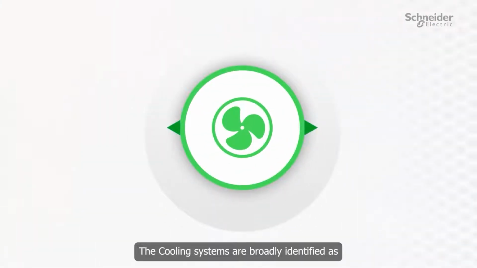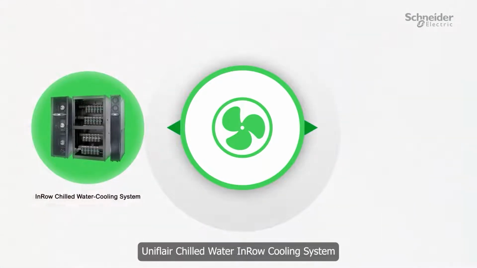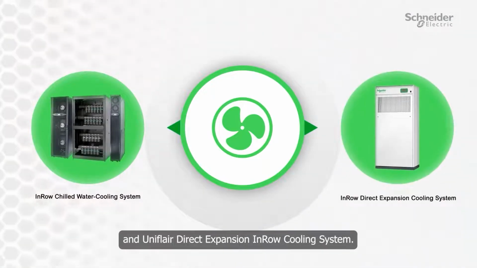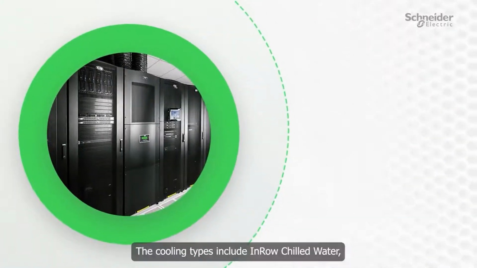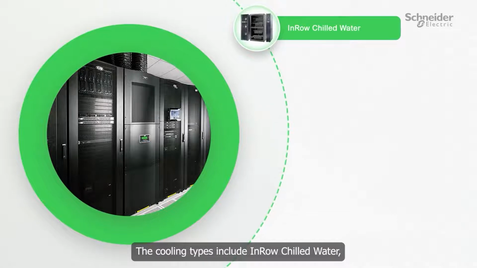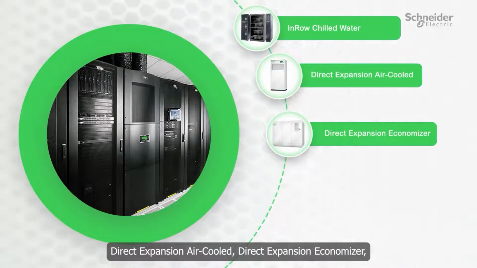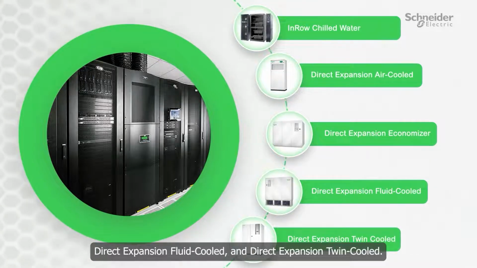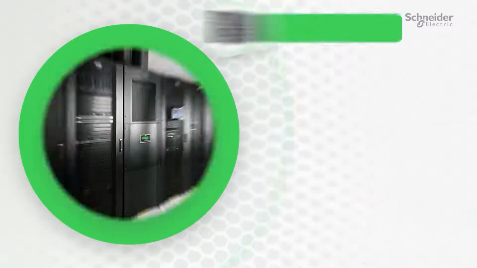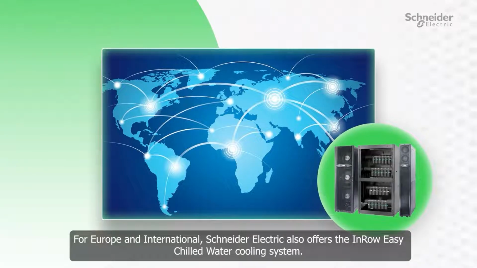The cooling systems are broadly identified as Uniflair Chilled Water InRow Cooling System and Uniflair Direct Expansion InRow Cooling System. The cooling types include InRow Chilled Water, Direct Expansion Air-Cooled, Direct Expansion Economizer, Direct Expansion Fluid-Cooled, and Direct Expansion Twin-Cooled. For Europe and international, Schneider Electric also offers the InRow Easy Chilled Water Cooling System.